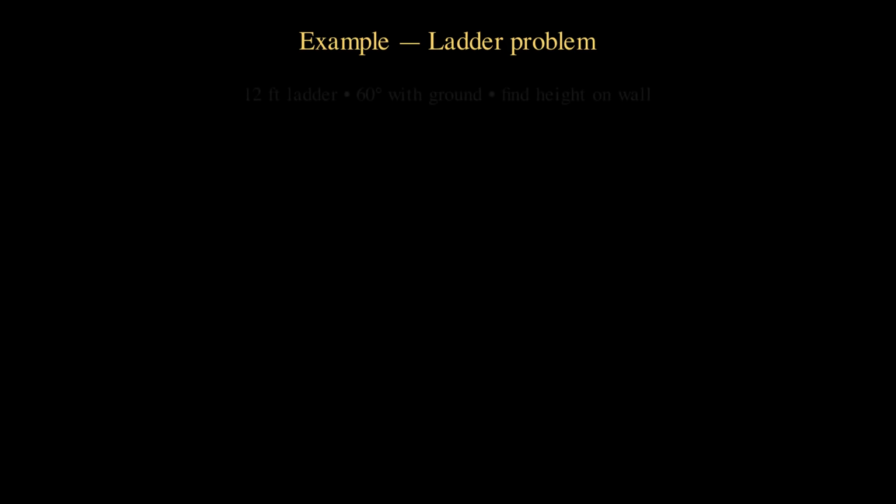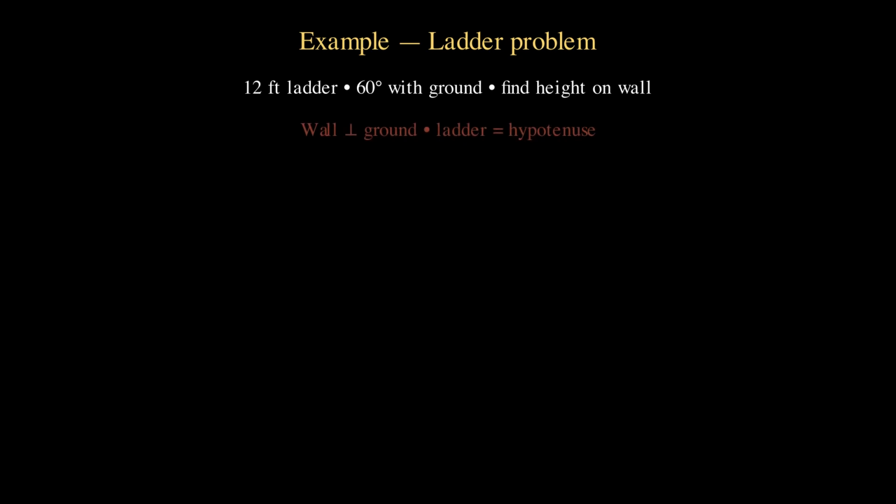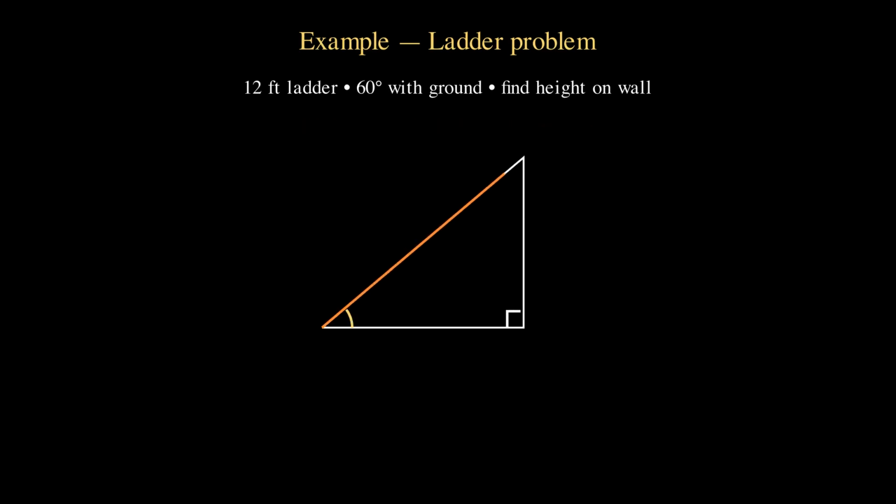SAT style. A ladder 12 feet long leans against the wall, making a 60-degree angle with the ground. Sketch the wall vertical, the ground horizontal, and the ladder as the hypotenuse. 60 degrees lives at the ground corner. Model a right triangle. The ladder is the hypotenuse. A 60-degree angle at the ground means 30, 60, 90 ratios apply.